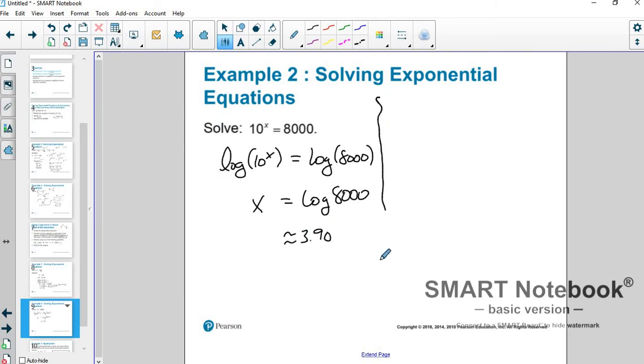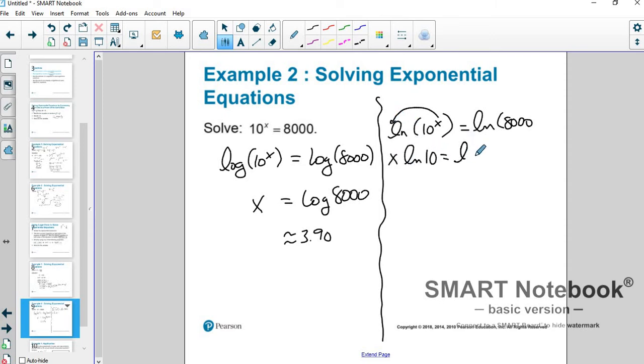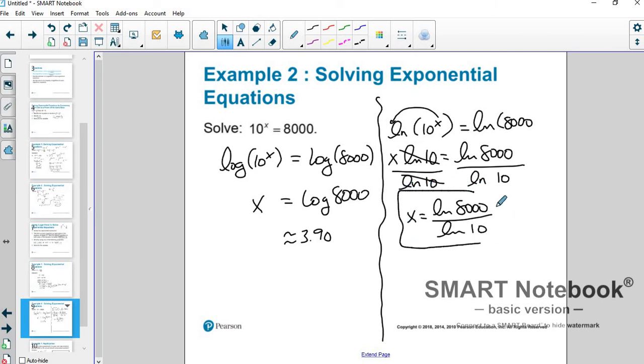But watch what happens if we use the natural log instead. If we take the natural log of both sides, we get natural log of 10 to the x equals natural log of 8,000. The x can come down in front, so we get x natural log of 10 equals natural log of 8,000, and then we divide both sides by natural log of 10, which is a perfectly good number. Remember, the ln's don't cancel. Natural log of 10 divides away, but you get x equals ln of 8,000 over ln of 10. Now, this is the exact answer.